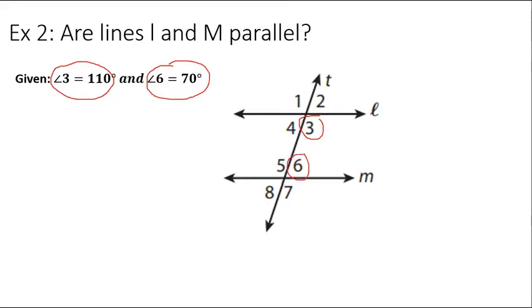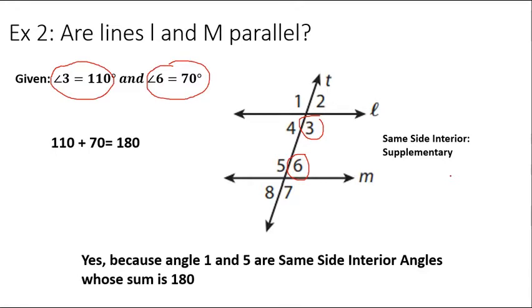So the angle relationship between angles 3 and 6, we say those two are same side interior. And in order for L and M to be parallel, they have to be supplementary or add up to 180 degrees. So if you look at the two angles, angle 3 and 6, being 110 and 70 degrees, if we add those two values up, we get 180 degrees. So that means since they're both supplementary, to answer the question, are lines L and M parallel? You would say yes, because angle 1 and 5 are same side interior angles whose sum is 180 degrees.